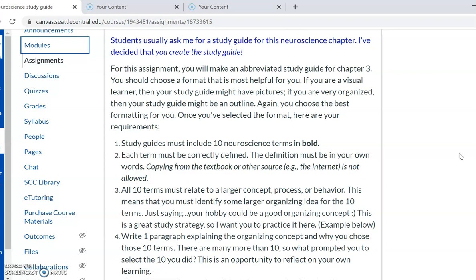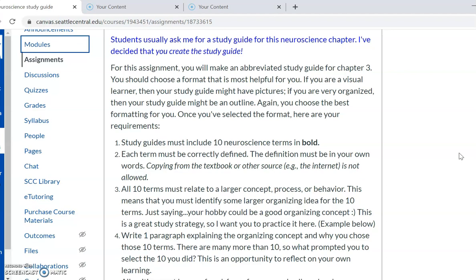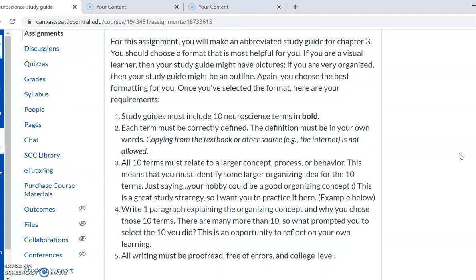So you're going to come up with a concept or concepts. Let's say you can't get all 10 in one concept. That will be fine. But you're going to come up with those concepts that actually organize or cluster different neuroscience terms. And you'll explain that concept to me and tell me why you chose the concept and why you chose the format of your study guide.